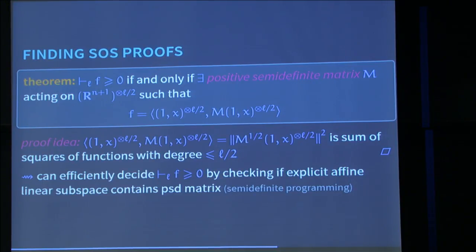Pictorially, we have some affine subspace, something like that. Now we ask, does it contain a PSD matrix or not? So it means that we intersect it with the cone of PSD matrices. Very abstractly, it looks like that. And these kinds of questions, does the subspace contain a PSD matrix, are exactly what can be solved with semi-definite programming.